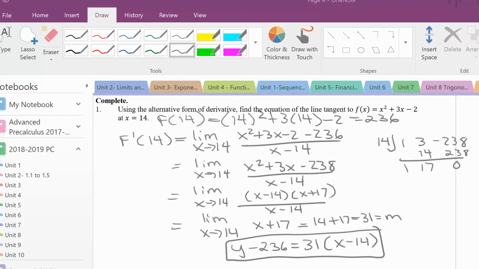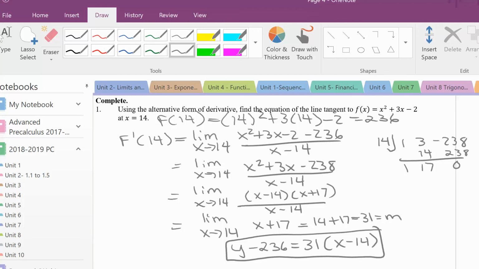All right, so looking at number 1, remember first you have to find the value of the function at 14, and then use the alternative form of the derivative to find the slope at 14, which becomes 31, and then you can write the equation using the point 14 and 236 to write the equation of the tangent line at that point.